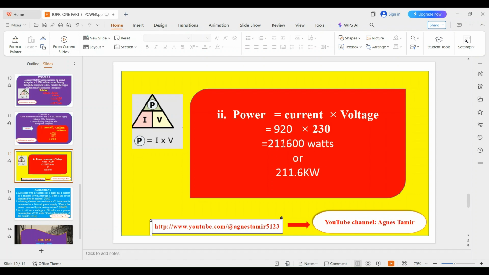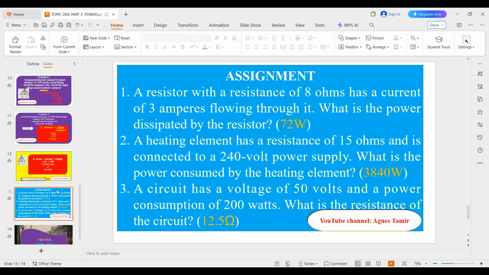You can write this in watts, or you can divide by 1,000 and say your answer will be 211.6 kilowatts. So remember, my class cannot end without an assignment, and I will give an assignment for you.